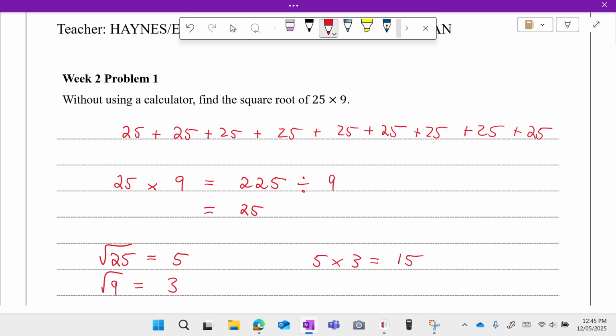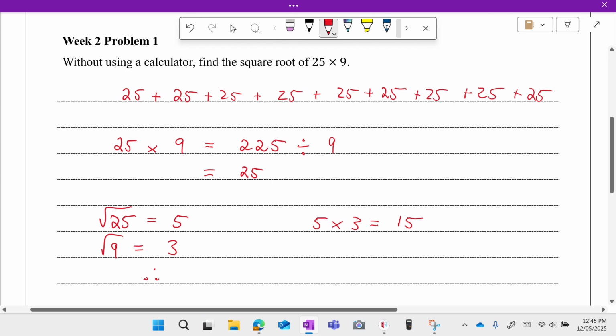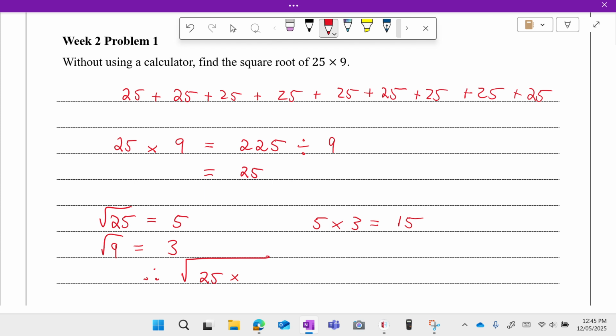So what are you thinking, Kobe? Are you thinking the answer to that problem is 15? Okay, let's write that down. So Kobe thinks that the square root of 25 times 9 is equal to 15. What do we think about that? That's actually the correct answer, so well done, Kobe. That's how you would do this problem.